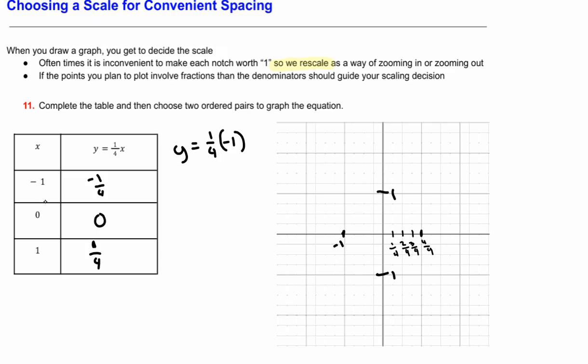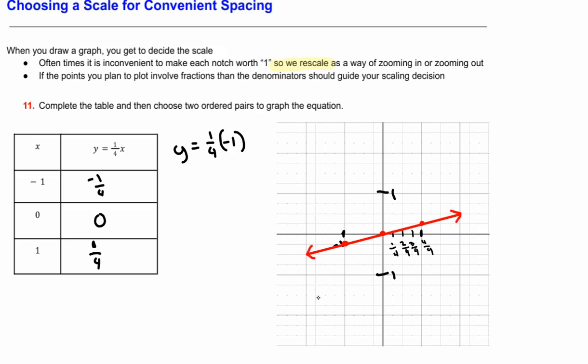So now when I go -1, -1/4, remember this is left 1, down 1/4. So left 1 and then down 1/4 is right there. Then we'll do 0, 0. And then we'll do our last one, 1, 1/4. There's our 3 points. Remember, we're going to connect them with a straight line. And then because we want that line to keep going, don't forget to put arrows on the end.